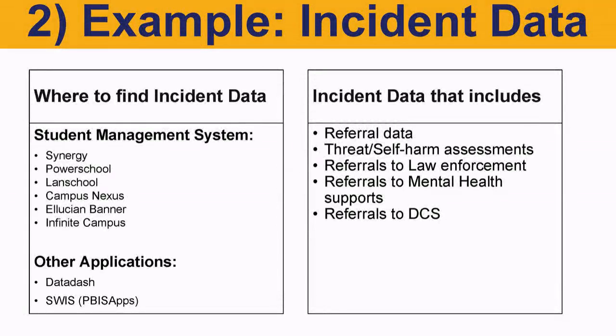Incident data is the most often used data because it covers the most areas that affect school safety. You will often find this data in your student information systems, other applications like SWIS, or you can ask your administrator for more information. Incident data can include, but is not limited to, referral data, threat or self-harm assessments, or other incidents such as referrals to mental health supports. This data will give a clear view of what behavior and safety concerns exist on campus that the SSAPT would support for improvement.